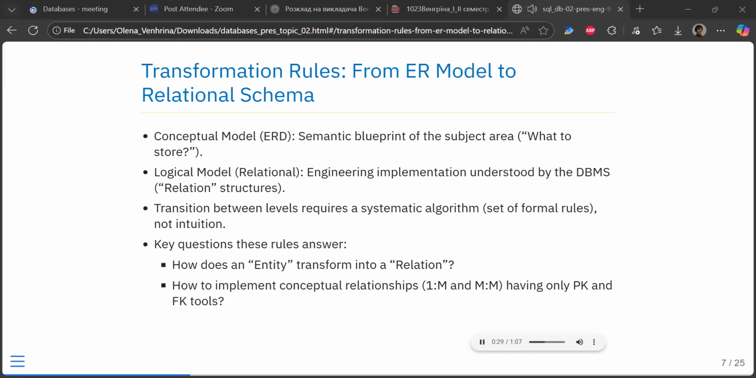The transition between these two levels cannot be chaotic. We cannot rely on intuition. We need a clear, systematic algorithm. This algorithm, that is, the set of rules we will now consider, must provide a guaranteed answer to very specific questions. How exactly does an entity turn into a table? What to do with different types of attributes? And most importantly, how do we implement conceptual relationships, one-to-many and many-to-many, if there are no more arrows in our arsenal, but only primary and foreign keys? This set of rules is the core of logical design. Let's look at the first of them.